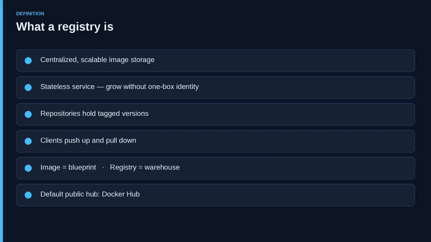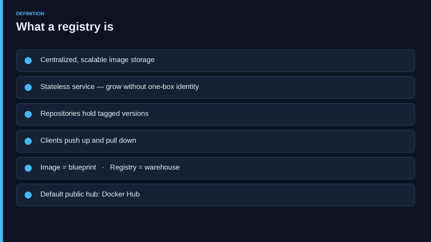A Docker registry is centralized, scalable storage and distribution for those images. It is designed to be stateless on the service side, so you can grow it without tying identity to one box. Inside a registry, repositories hold multiple tagged versions of an image. Clients push images up and pull them down. Keep the distinction clean. The image is the blueprint. The registry is the organized place that stores and ships those blueprints.